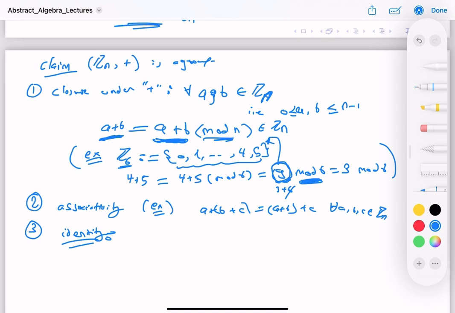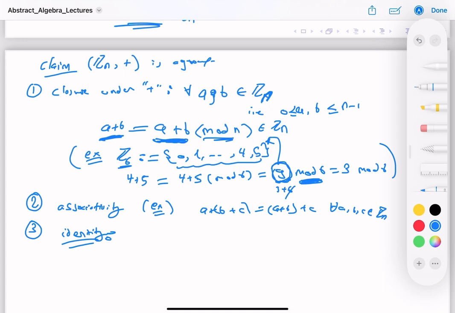So if I ask you now, what's the identity if the operation is plus, right? What's something that when added to any other thing gives you the thing that you started with? Well, that's 0, right? So when we're talking about addition, it's 0. For example, if we were talking about multiplication, we would guess that it's 1, right?